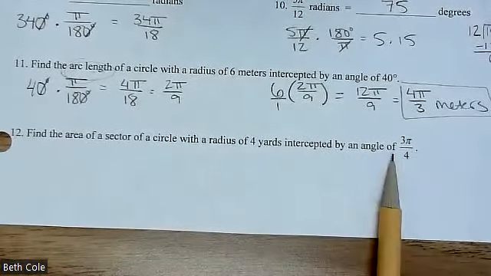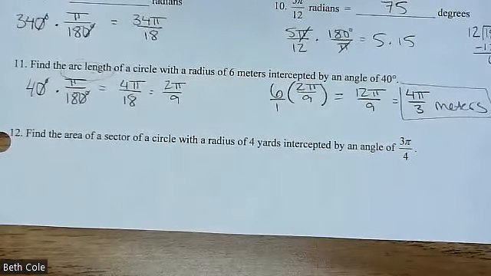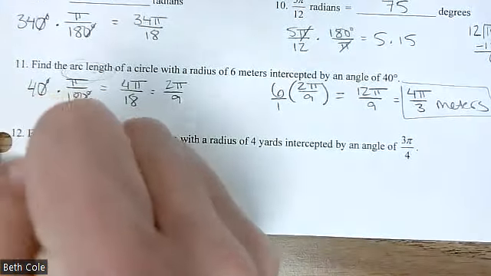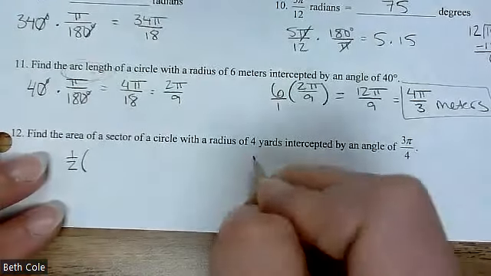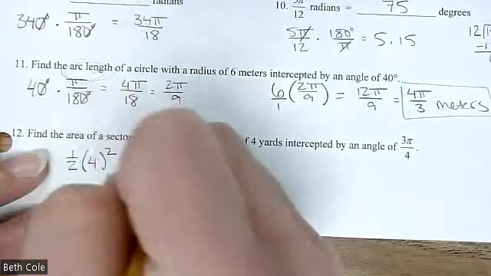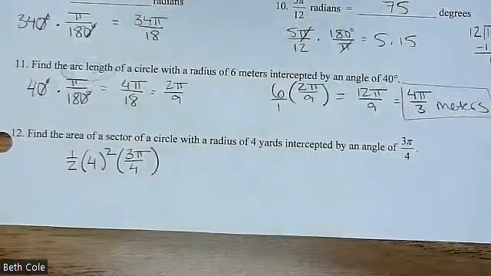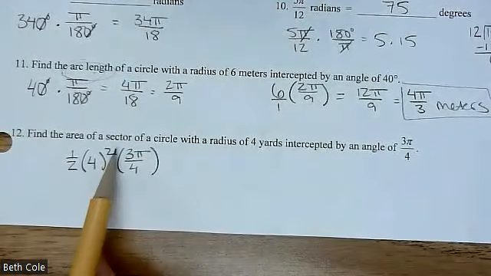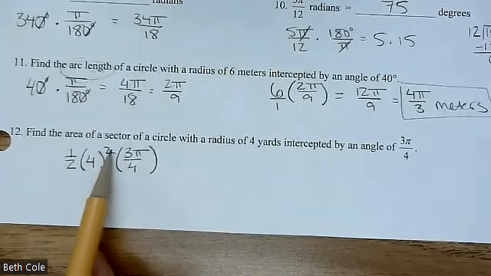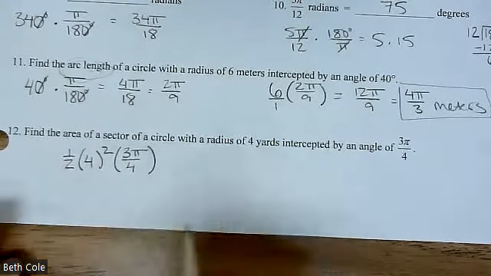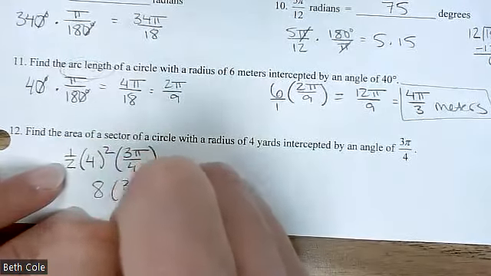This one, again, I gave it to you in radians, so you don't have to convert it. You just have to know the formula. It's 1/2 r squared, which our r is 4, and then times theta. 4 squared is 16, and then half of that is 8. So we have 8 times 3 pi over 4.